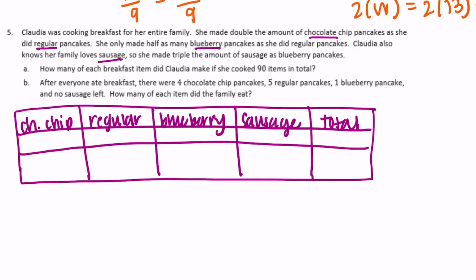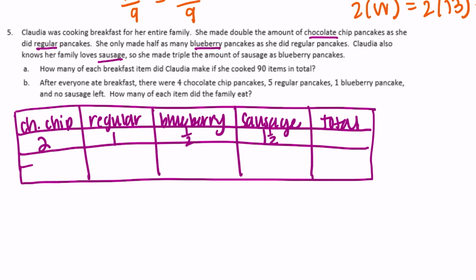Okay, she made double the amount of chocolate chip pancakes as regular. So for every 2 chocolate chip pancakes, there was 1 regular. She only made half as many blueberry pancakes as regular. So for every regular one, there was half of a blueberry. And she also knows her family loves sausage, so she made triple the amount of sausage as blueberry. So half times 3 would be 1.5.